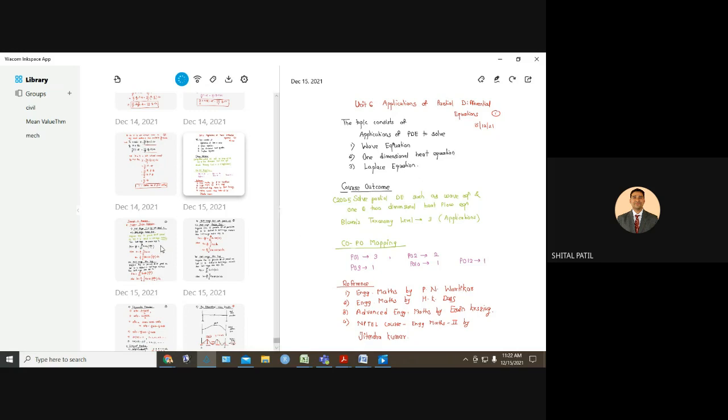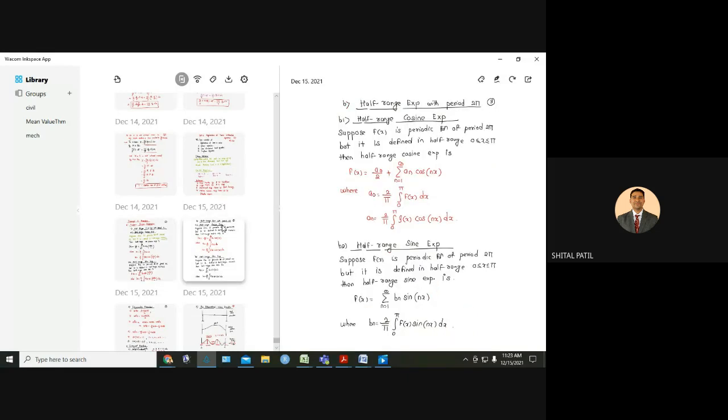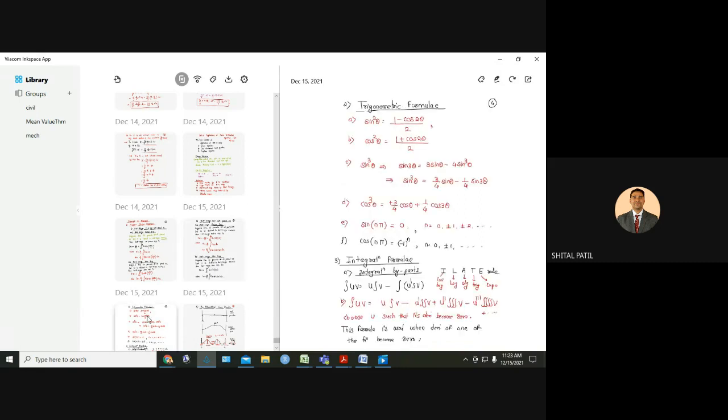Then we understood what the course outcome and PO mapping is. When we studied the Fourier series formulas, we have not used them yet. Probably in the third example, we will use them. Next we studied the Fourier half range expansion for the period 2 pi and 2L. Then we understood a few trigonometric formulas. Hope you remember we used this formula: sine of n pi equal to 0, cos of n pi equal to minus 1 raised to n.